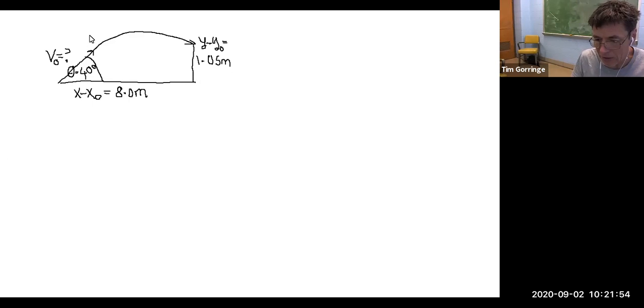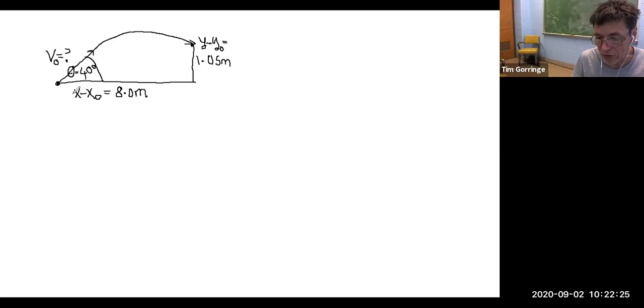And so I pictured that situation here. So this curve is the trajectory of the basketball from where it was thrown down here to where it reaches the hoop over here. And you see horizontally the distance is 8 meters. You see vertically the distance is 1.05 meters.